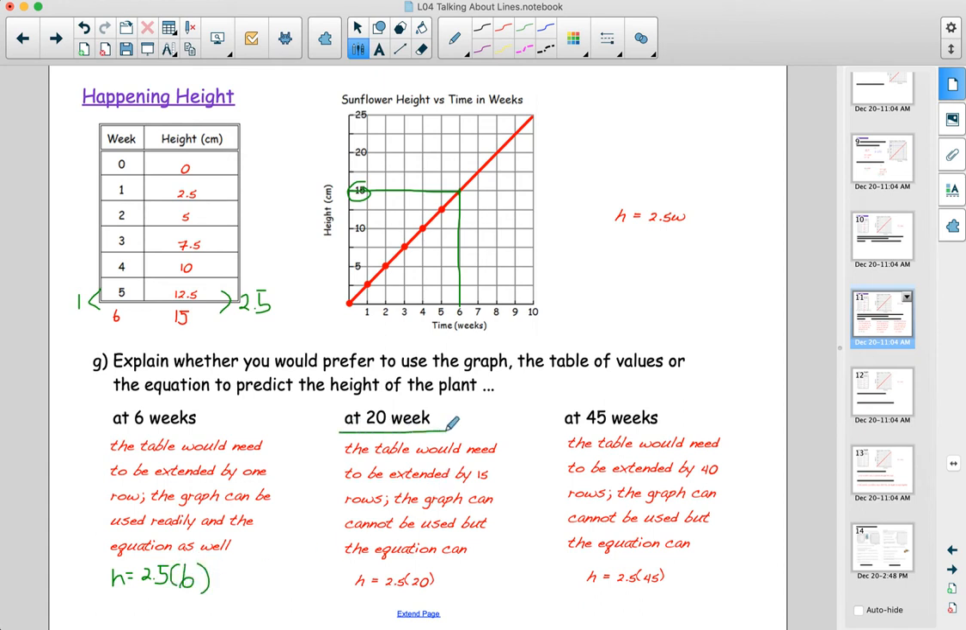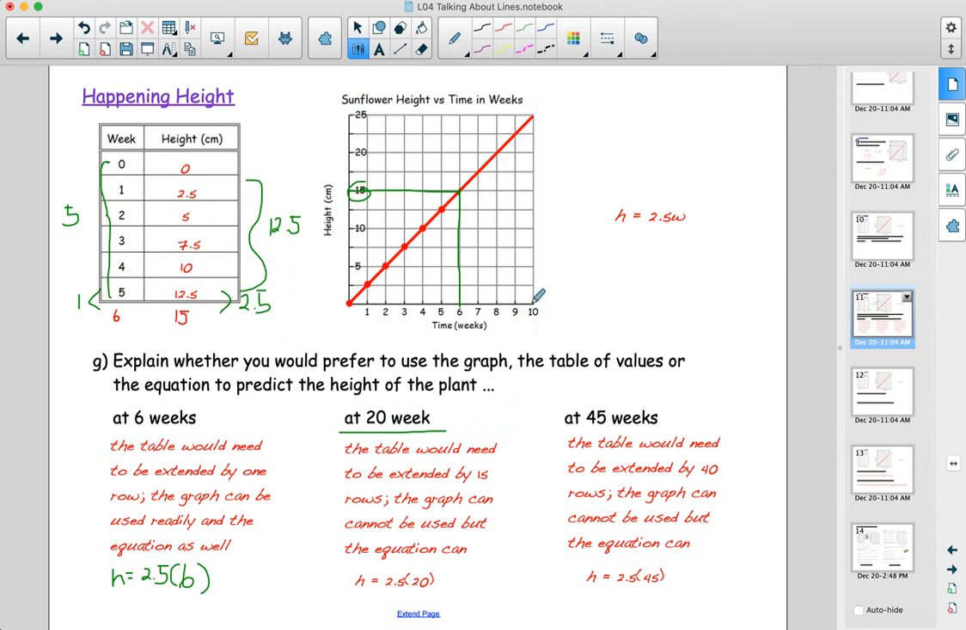Now we have a problem when we go to the 20-week mark, because if we're going to use the table, technically we are going to have to add 15 rows to get out to week 20. I suppose you could use different patterns in the table and figure out what a 5-week jump would be. So if you jump by 5 weeks, you would get 12.5 over here. So maybe you could add groups now to go from 5 to 10 to 15 to 20, and then you do 3 jumps, but each time it would be 12.5. But I still think that would be a bit challenging.